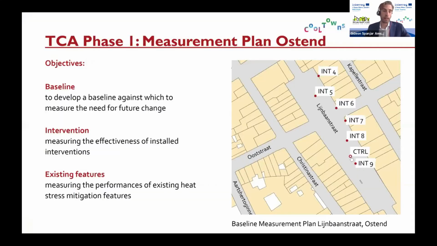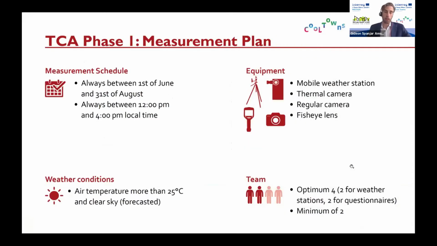So in this measurement plan, there are different objectives: to develop a baseline against which to measure the need for future change, to measure the effectiveness of installed interventions, and also to measure the performance of existing heat stress mitigation features. So here you see a map of the baseline with all the different areas of interest where the interventions will be placed. There are a lot of things you need to consider when developing a measurement plan.